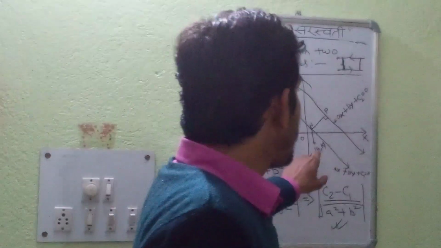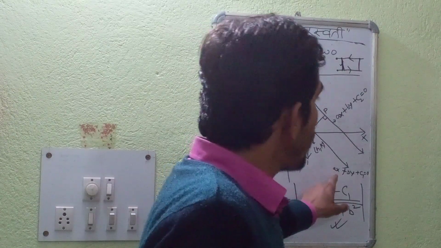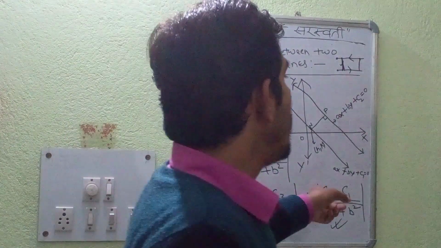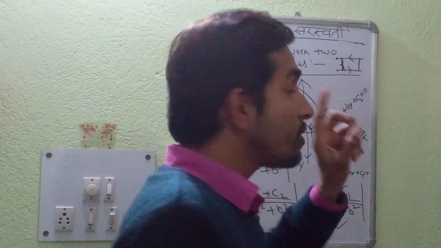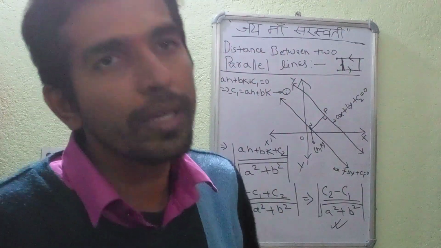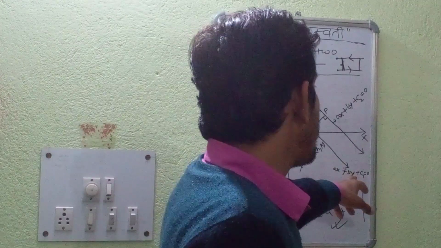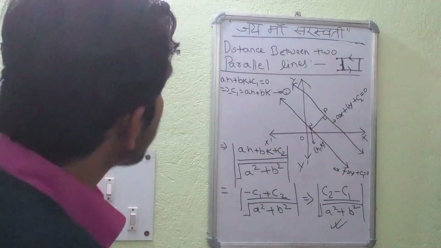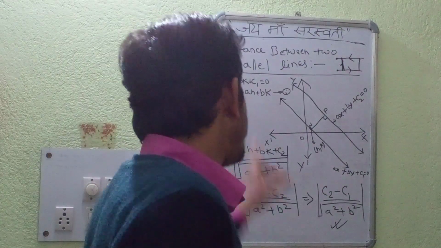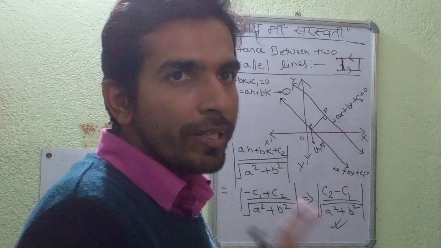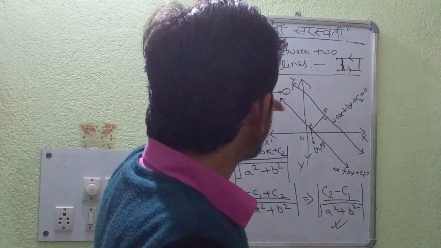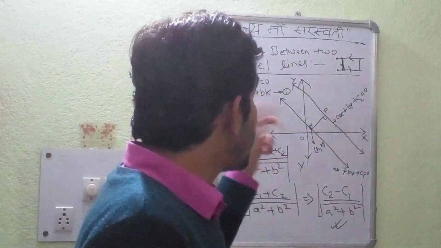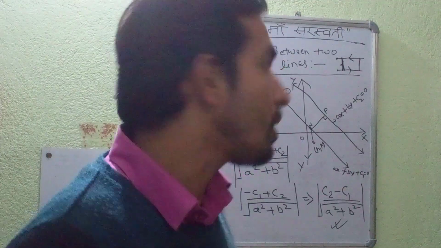So whenever we put h and k in the place of x and y, we get ah plus bk plus c1 is equal to 0, because that particular point satisfies the equation. So ah plus bk plus c1 is equal to 0. We keep ah plus bk on one side and transfer c1 to the other side. So we get ah plus bk equal to minus c1.